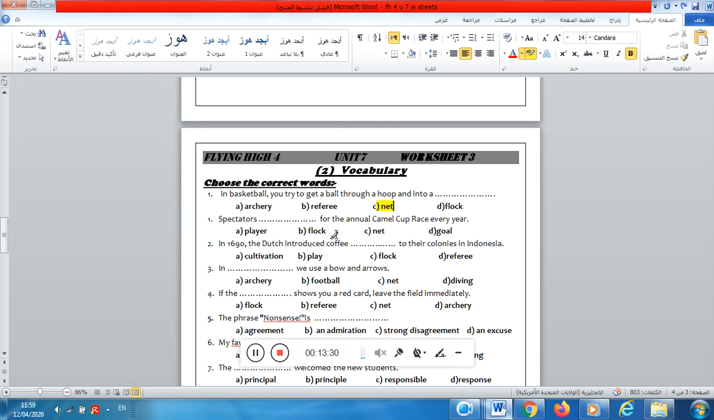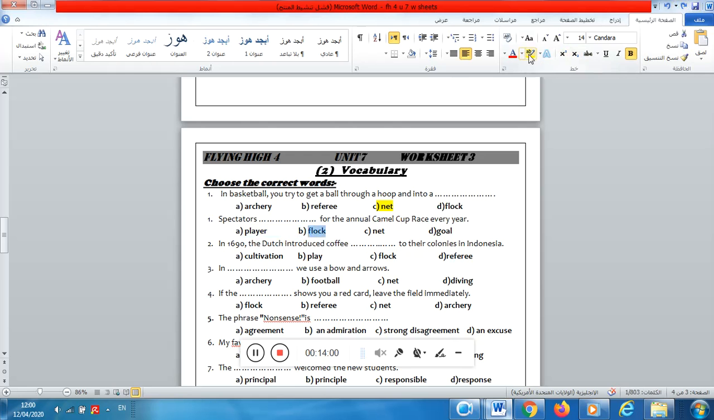Spectators blank for the annual Camel Cup race, that is to say every year. What? We need a verb here, don't we? Yes, it should be flock.